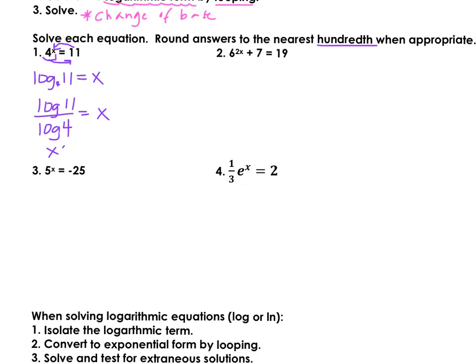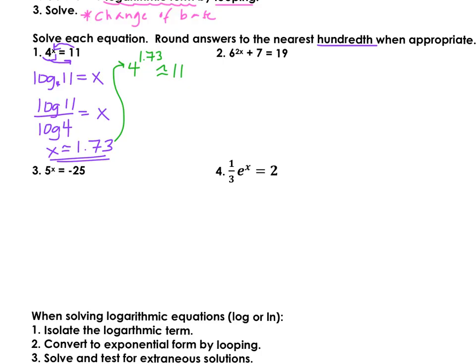You should get x equals approximately 1.73 for our value of x. And you could check that. If you checked it by plugging in 4 to the 1.73 power, you get approximately 11. So remember, the logarithmic function is just the inverse of that exponential statement. All right, let's try question 2 on the right.